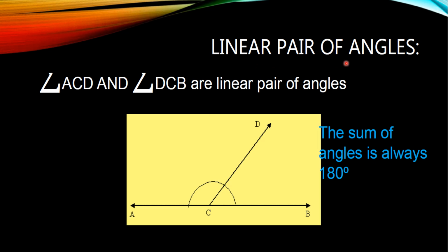Linear pair of angles. This is a combination of supplementary angle and adjacent angle. Okay, my children, angle ACD and angle DCB are a linear pair of angles. Observe this figure. These two angles are adjacent angles because the common vertex is C and CD is a common side, and the non-common arms are on either side of this common side.